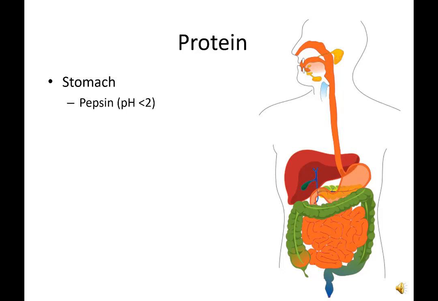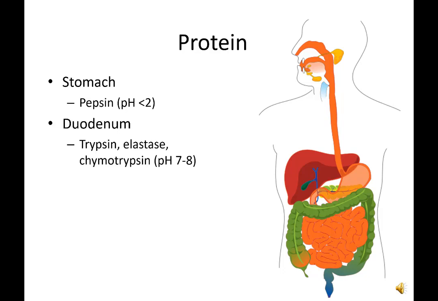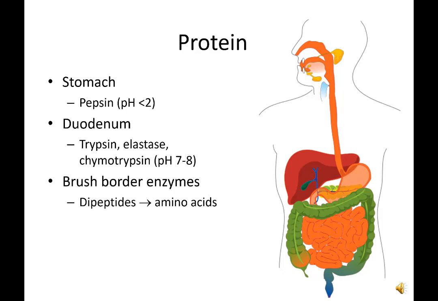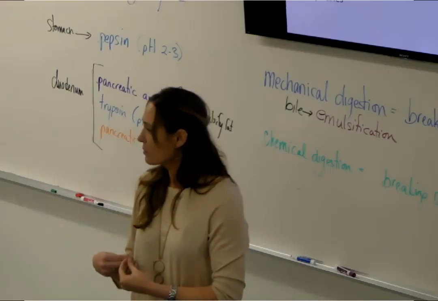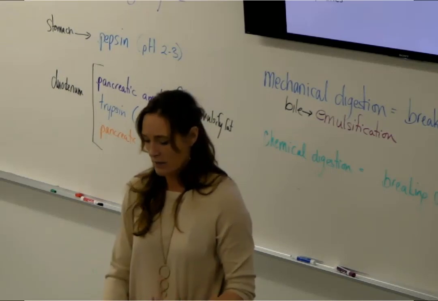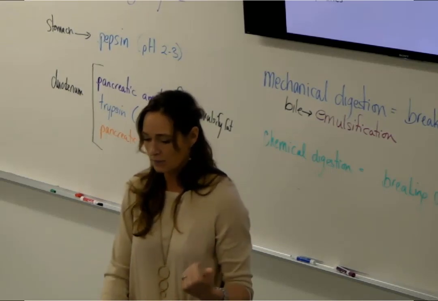Proteins in the stomach, we have to have a low pH for this to happen. In the duodenum, trypsin is going to be at a moderate pH. And then we have brush border enzymes that can cleave off the last little twoers into single amino acid molecules to bring in, again, to the capillaries. So both the carbs and the proteins go into the capillaries in the blood. They're going to then run through the liver first before going to the hepatic vein and then to our circulation.